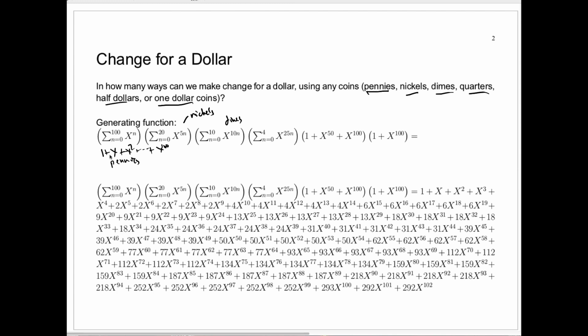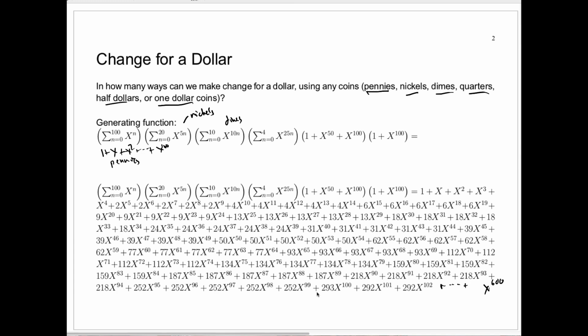And now this already has 101 terms. This one has 21 terms. This is an absolutely huge polynomial. And when I told my computer to multiply these all together, you see what it gave me. And this isn't even the whole thing. It actually keeps going all the way up to a term at the end, which is x to the 600th, because you'll see there's one way to make $6 using at most 100 pennies, 20 nickels, 10 dimes, 4 quarters, 2 half dollars, and $1. That's to use all of those coins. So at the very end, this is just a whole bunch of terms all the way up to x to the 600.